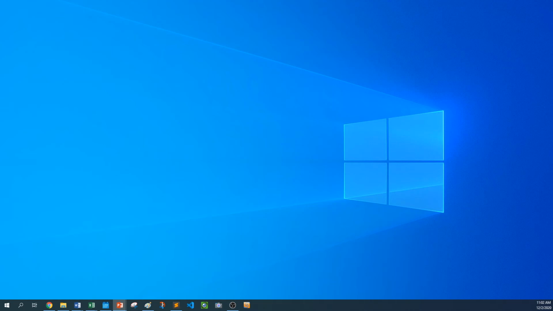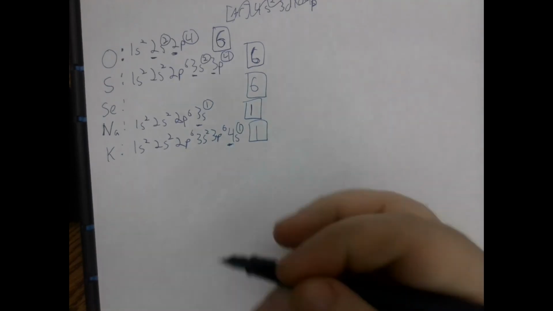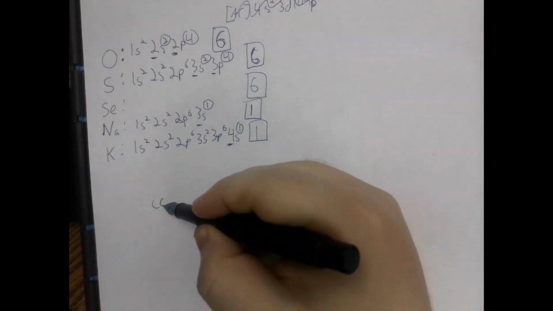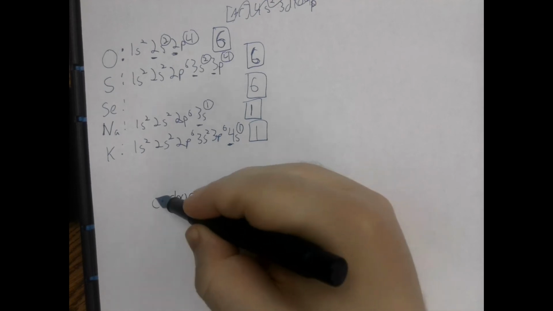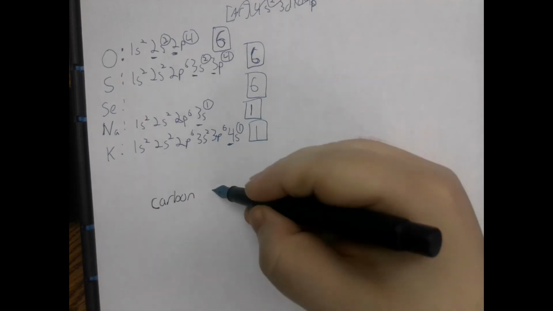So let's figure out how to write Lewis dot structures. Carbon. How many valence electrons does carbon have?